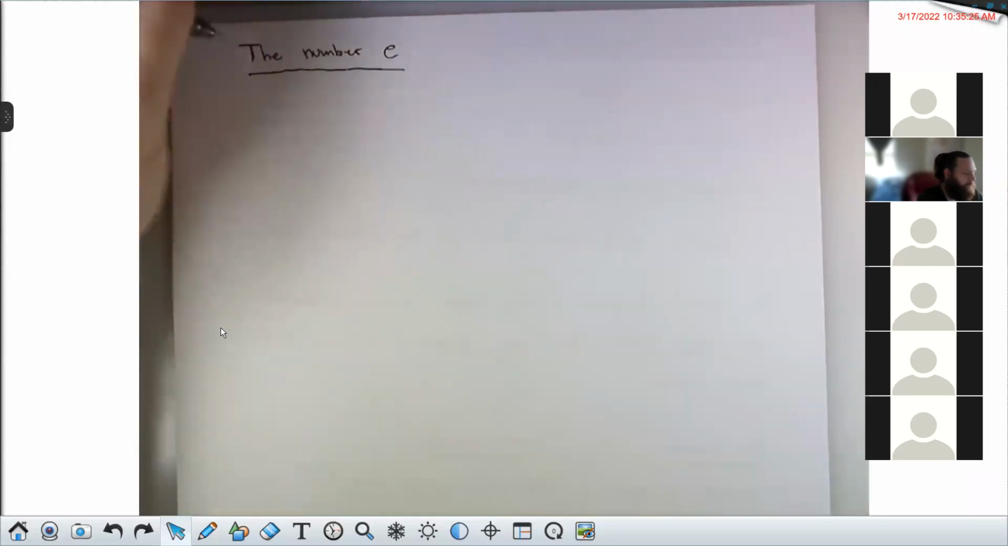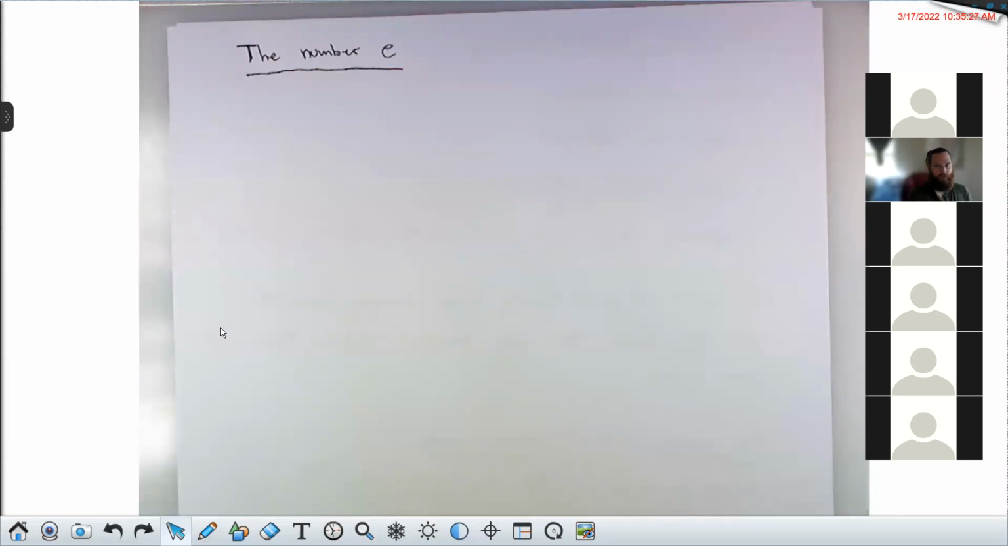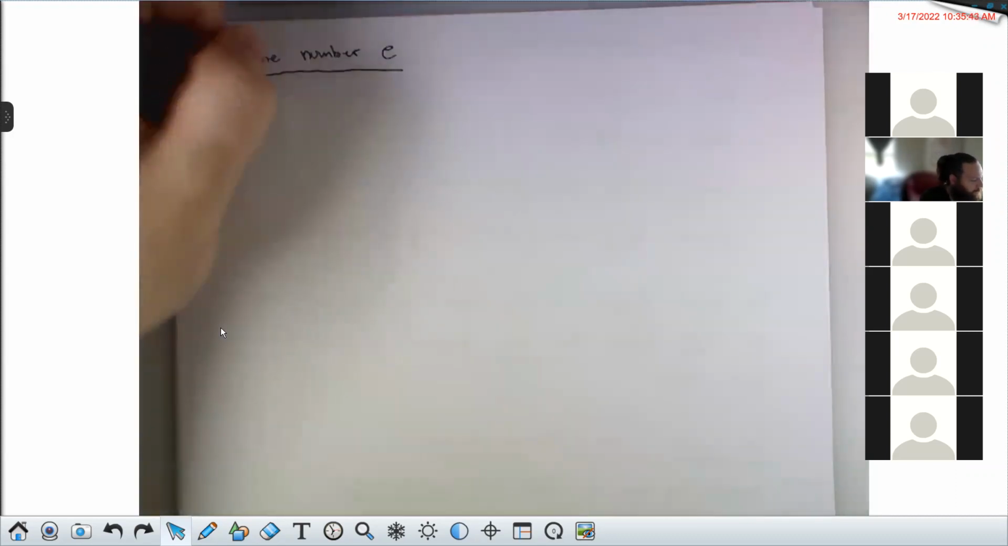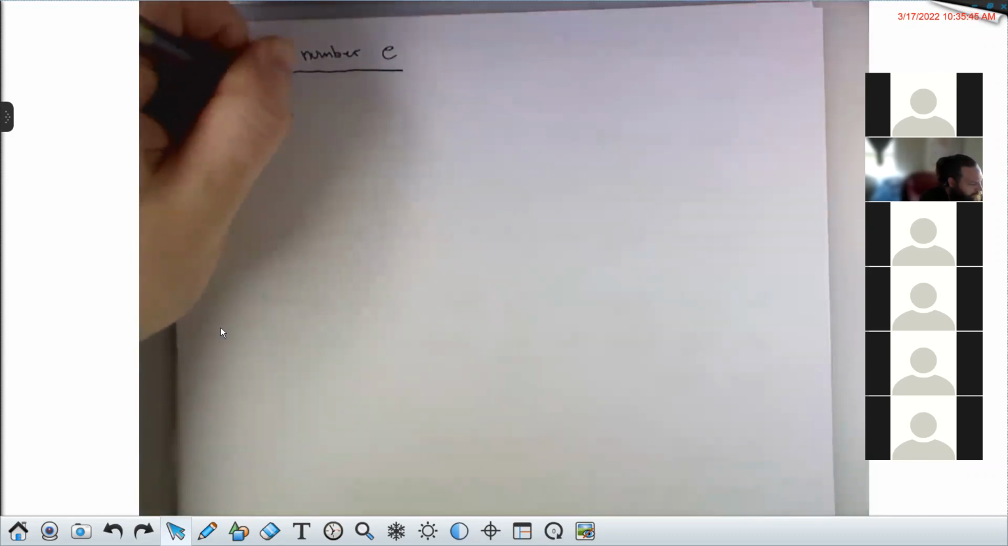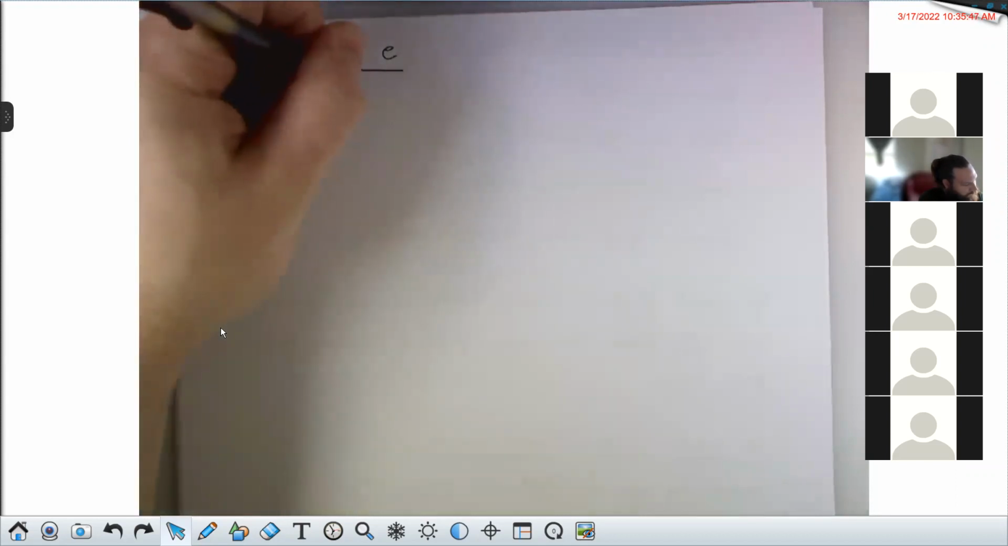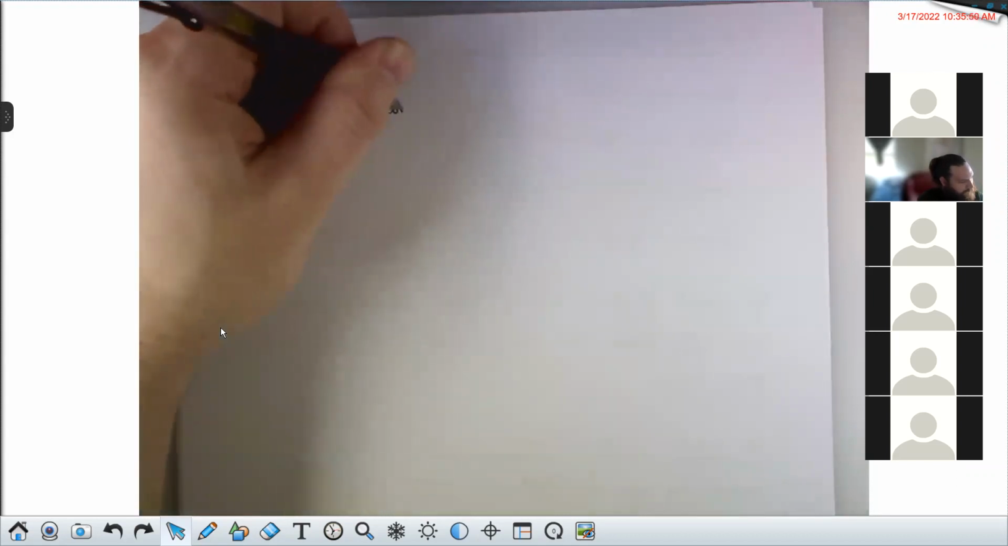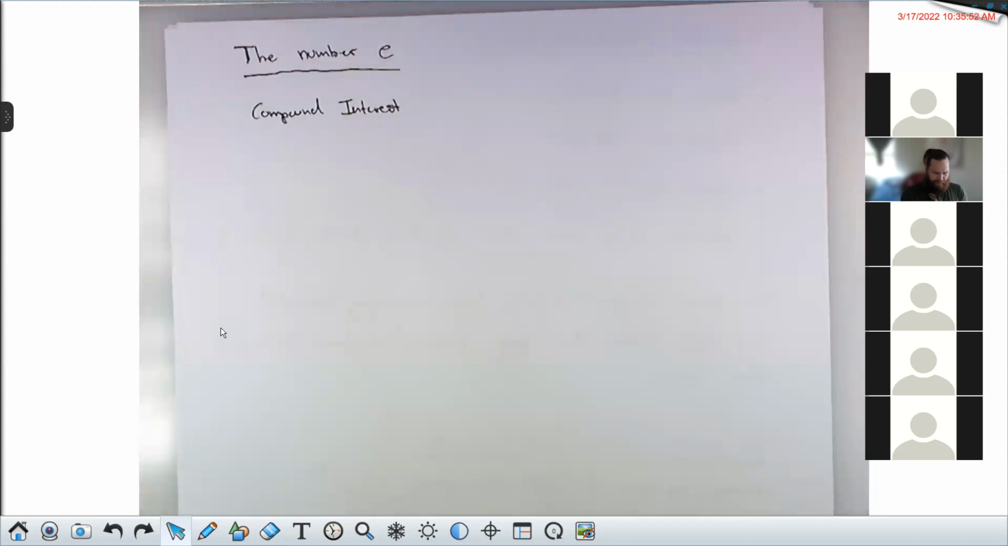So around the time of the American Revolution, there was this mathematician named Euler, Leonhard Euler. He was a Swiss-German mathematician, and he did so many beautiful things in mathematics. One of the things he's famous for is studying compound interest. Now, I don't want to spend too much time on this. Compound interest is the system that most modern banks use to figure out interest in a bank account.